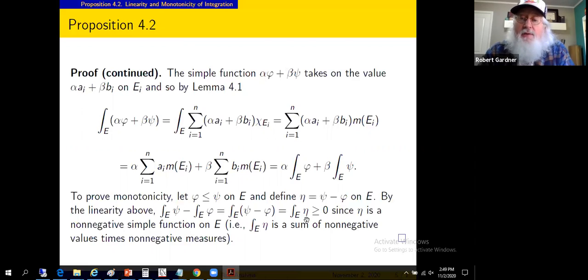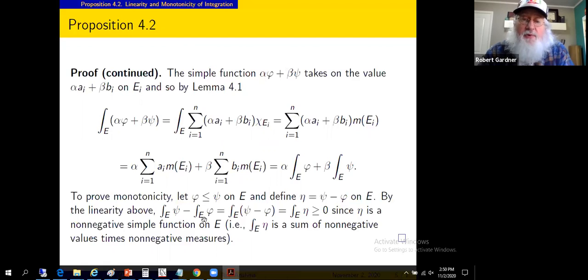We're looking at psi minus phi, with psi greater than phi, which is a non-negative function. So we're integrating a non-negative simple function over some set, then that integral will be greater than or equal to 0. Eta is a simple function that's non-negative, so by definition, its integral will be a sum of measures times function values. Well, if function values are non-negative and so are the measures, the integral will be non-negative as well. That is greater than or equal to 0.